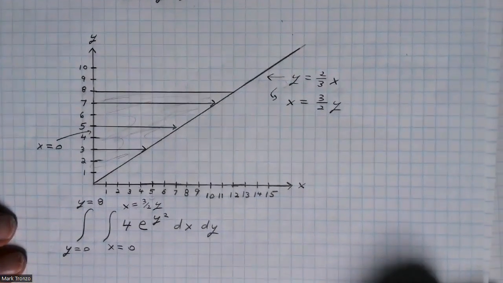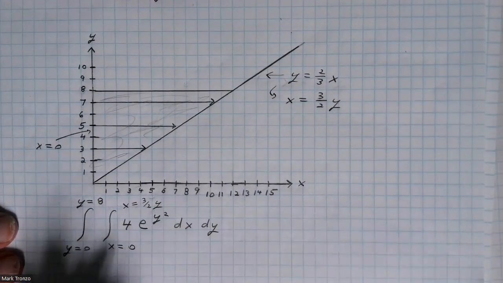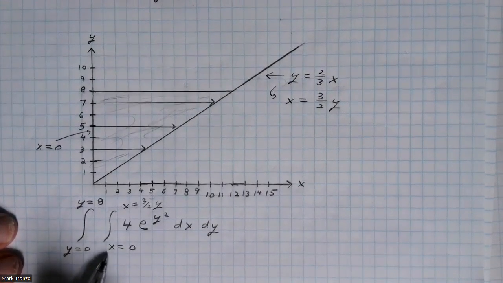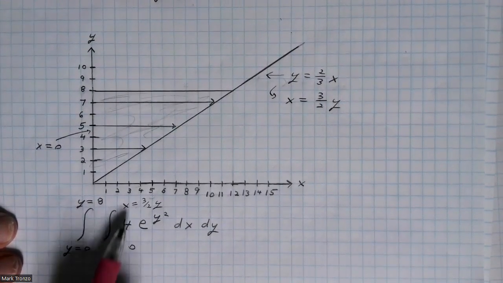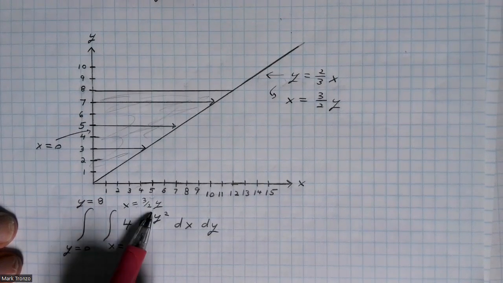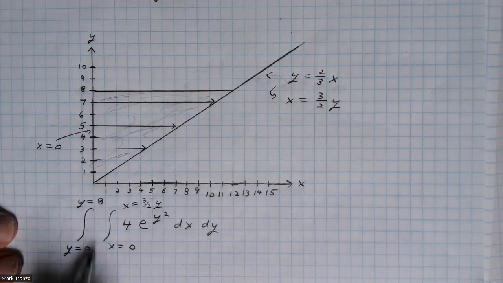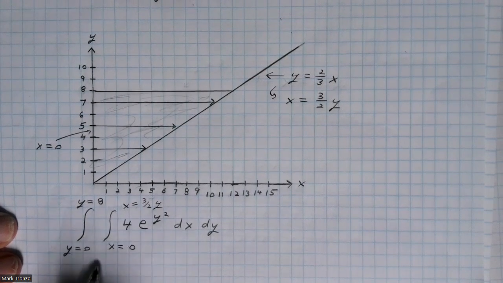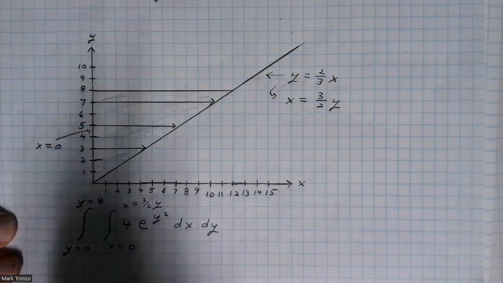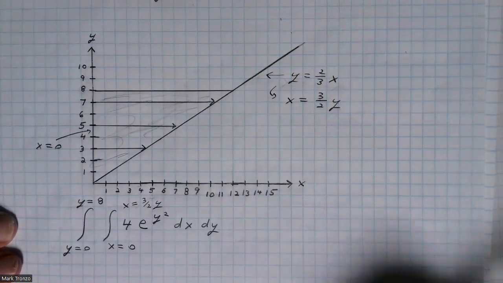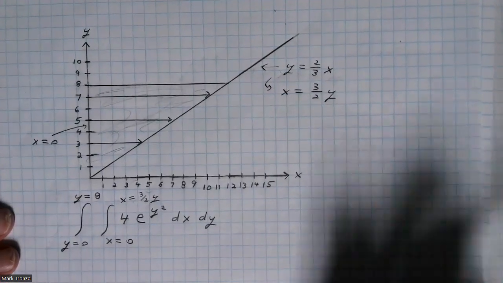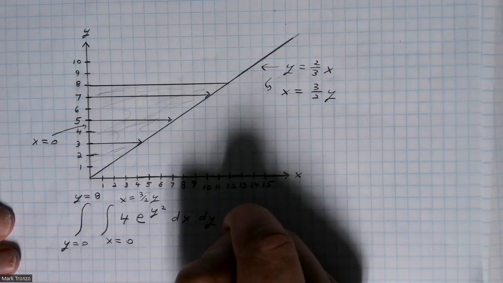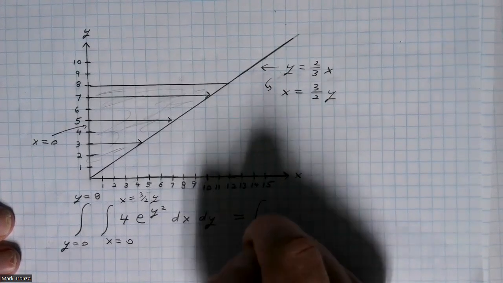That's our integral. Usually books won't write x equals 0 or x equals 3/2 y. They'll just put 0 and 3/2 y and 0 and 8, and you tell by the dx and dy which is first and which is second. But a lot of times I like to write this in so it's clear to everybody what's going on. So let's see if we can evaluate this double integral.